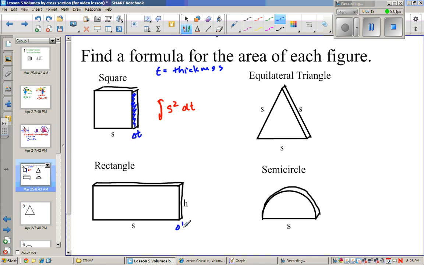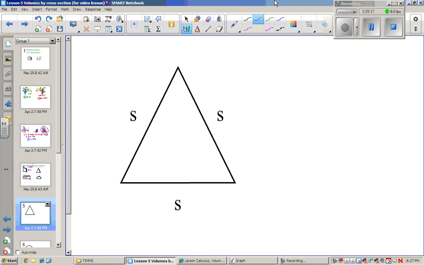Again, we have delta t, and remember our rectangle is just base times height. In this case, we're calling our base s. So our formula is going to be the integral of s times h dt. Now our equilateral triangle, we've got to remember some geometry to do that. So I'm going to go to a clean slide here, and you'll recall that in an equilateral triangle, not only is every side equal, every angle is equal. And you might also recall that if I draw in this altitude, I'm going to split it in half, and I end up with 30, 60, 90 triangles.